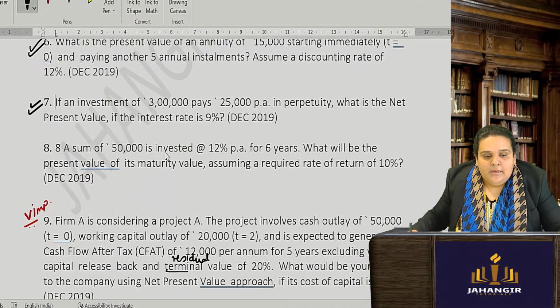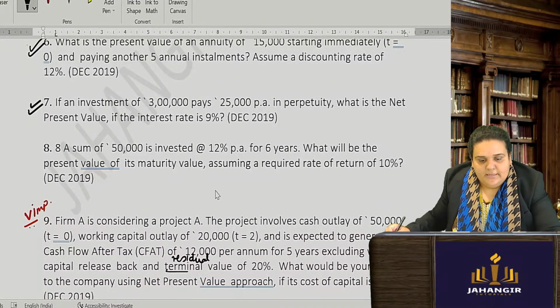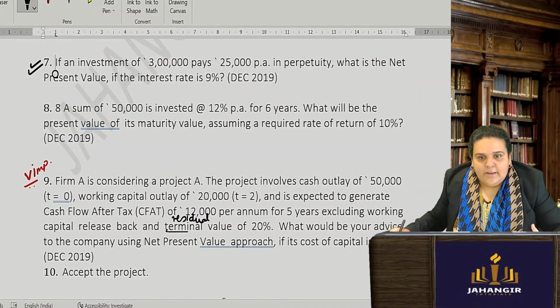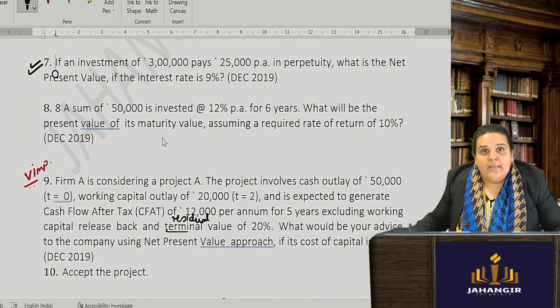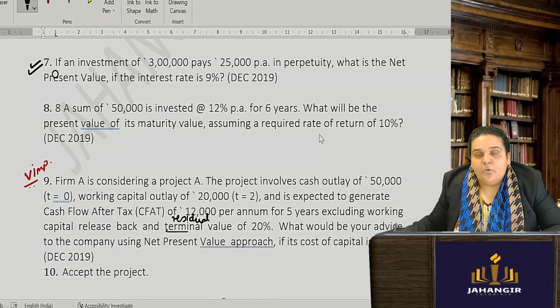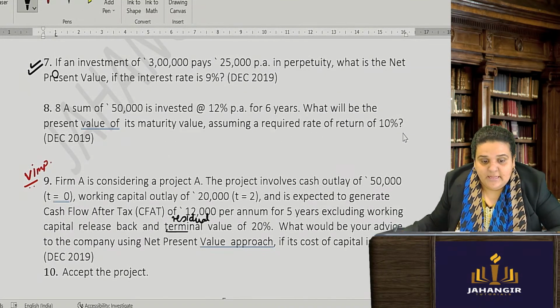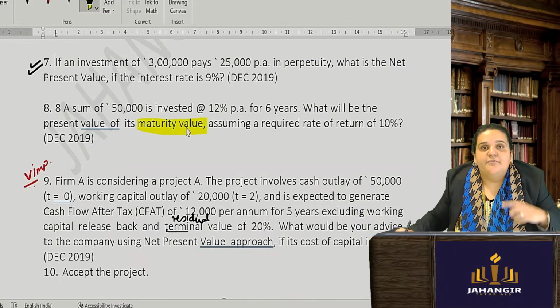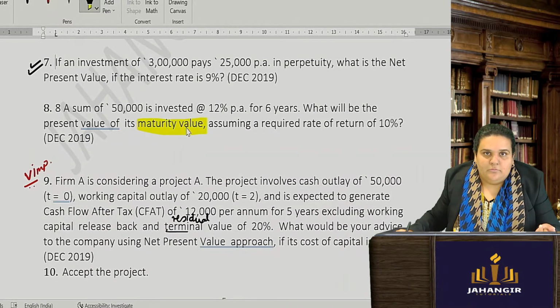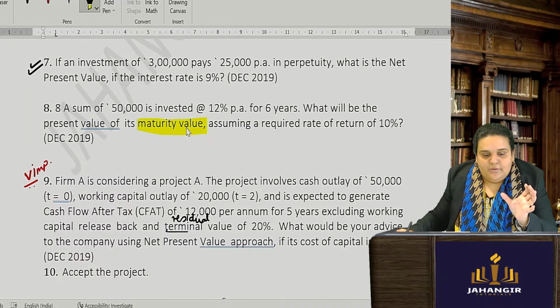Okay. A sum of rupees 50,000 is invested at 12% per annum for 6 years. What will be the present value of its maturity value, assuming a required rate of return of 10%? They are asking me the present value of the maturity value of a given sum. So first I need to know what the maturity value is. Only then will I be able to find the present value of that particular maturity value.